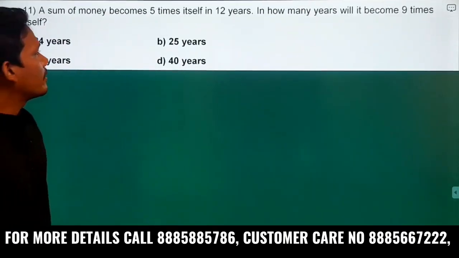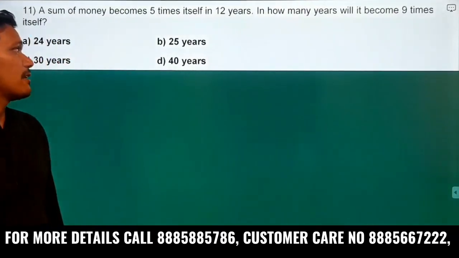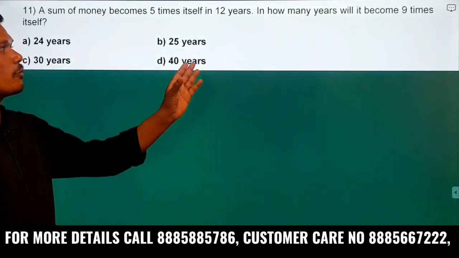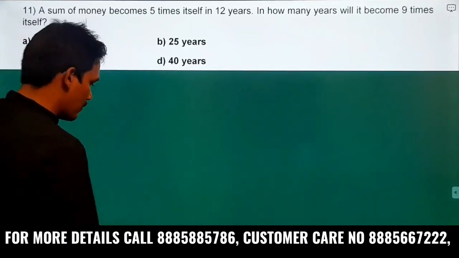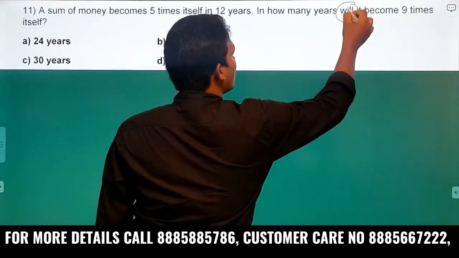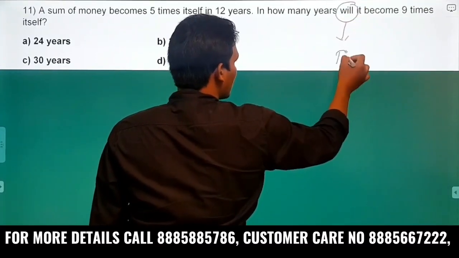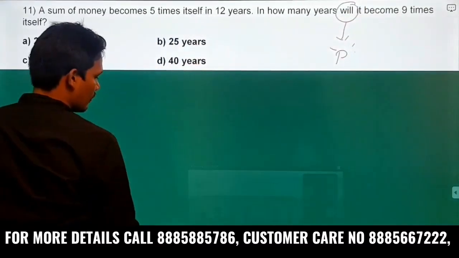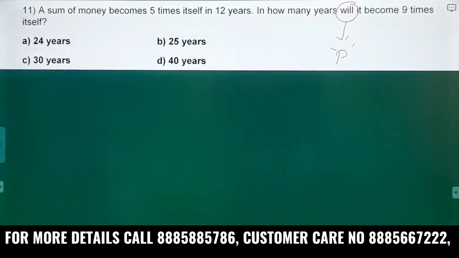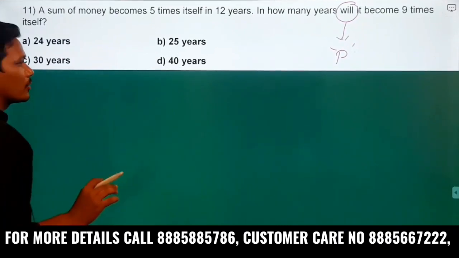A sum of money becomes 5 times itself in 12 years. Now what is the question they're asking? In how many years will it become 9 times itself? Be careful, he has given here the term will. Will is nothing but a principal. Very simple question. You need to go with the concept.